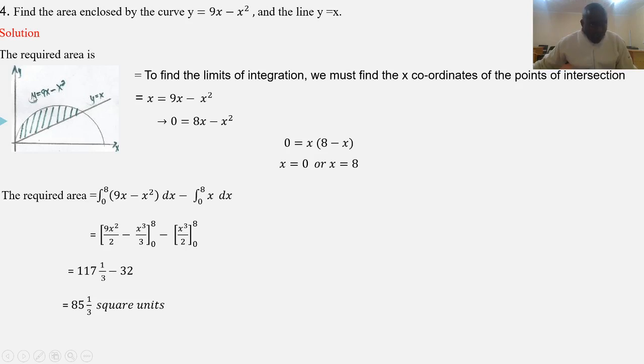Whenever I have a y here, I put an x. So I put an x here, it will be x equals 9x minus x squared. So I put the like terms together.